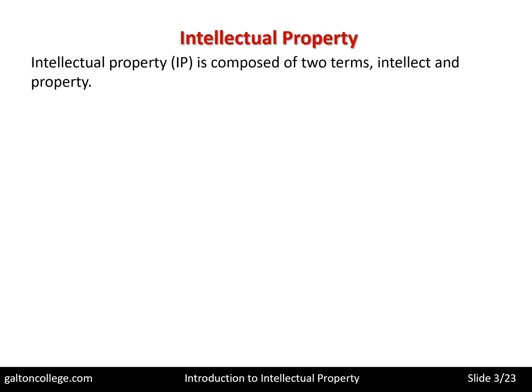Intellectual property is composed of two terms, intellect and property. Clearly, intellect resides in our heads. That's where we think. That's where we imagine. And then we have property. Property is something that we can assign ownership to. We say, this is my property, this is my pencil, this is my house, this is my car, these are my possessions, and I own those. These are mine.